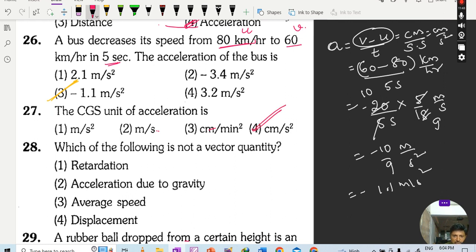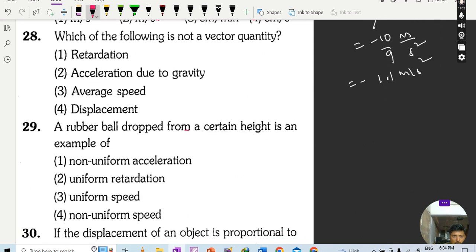Next, 28th question. Which of the following is not a vector quantity? Here retardation is nothing but negative acceleration, that means speed is decreasing, so it is a vector quantity. Next, acceleration due to gravity, it is also a vector quantity. Displacement, it is a vector quantity. So here average speed is a scalar quantity. So it is the right answer. It is not a vector quantity.